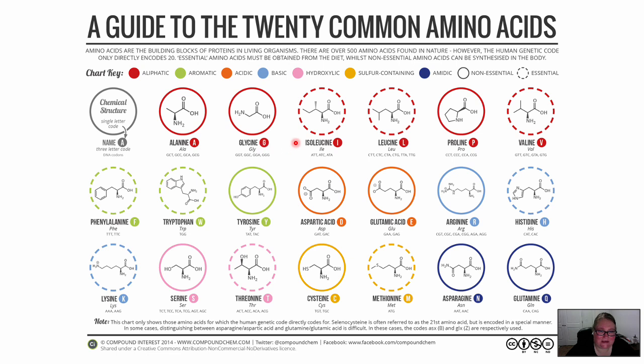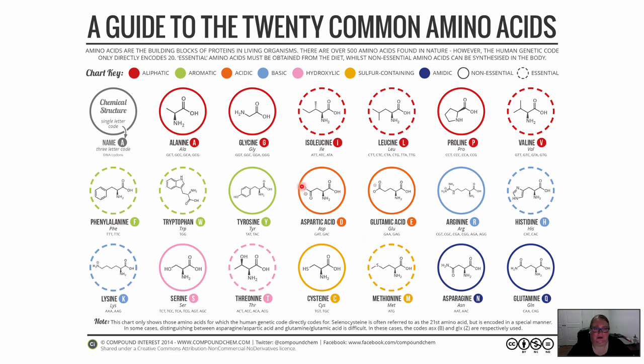We have some that are acidic. I can never remember which ones. Oh, the ones that say acid. These ones are acidic. Okay, we have some that contain sulfur, like cysteine and methionine. Okay, these are going to come in handy when we talk about the different levels of protein structure.